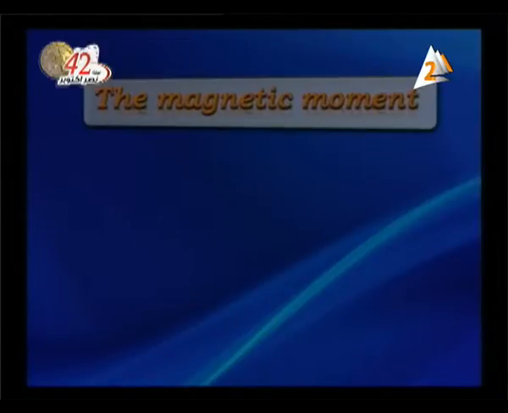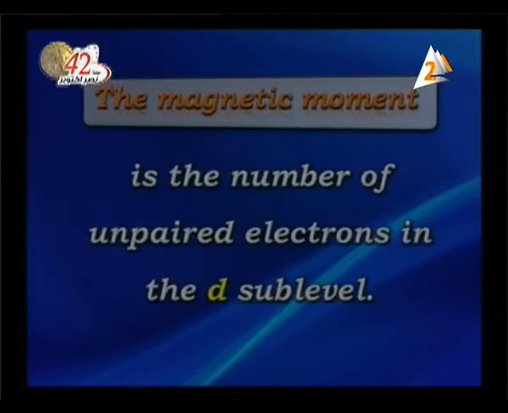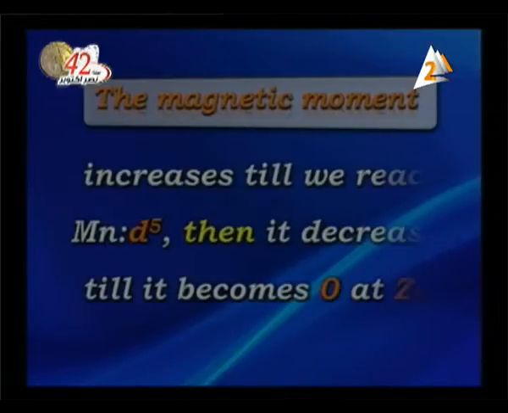My dear student, we have to define what we call the magnetic moment. The magnetic moment is the number of unpaired electrons in the d sublevel. So the magnetic moment increases till we reach manganese, as it will be half-filled d sublevel, d5, so having 5 unpaired electrons. Then it decreases again till it reaches 0 at zinc.